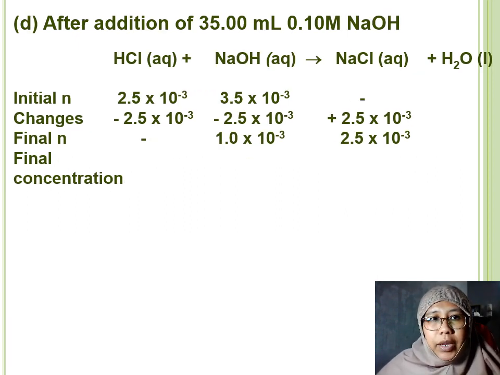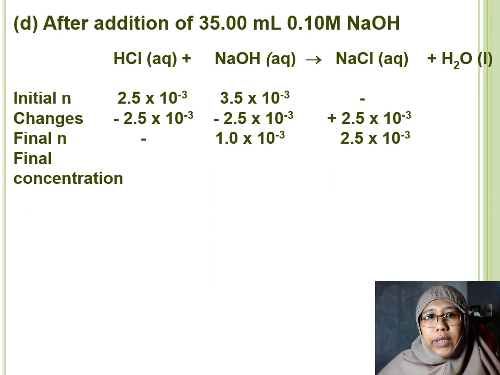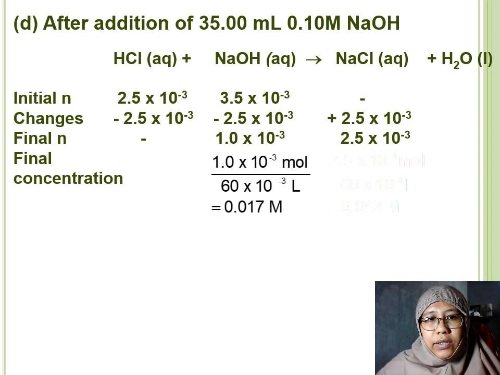Finally, for D, what happens if we add a volume of sodium hydroxide more than the volume of HCl in the conical flask? 35 ml multiplied by the molarity 0.1, divided by 1,000, that is the number of moles of sodium hydroxide there. And we notice that we are going to have an extra sodium hydroxide at the final stage of the titration. So we calculate the molarity.